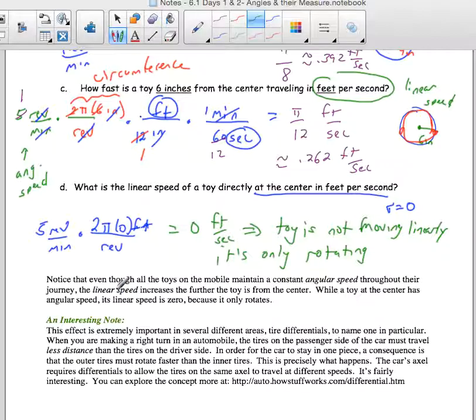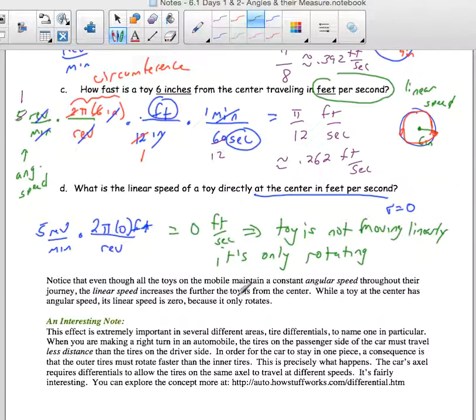Okay, so I have a little note here. Notice that even though all the toys on the mobile maintain a constant angular speed, right, that's the 5 revolutions per minute, throughout their journey, the linear speed increases the furthest the toy is from the center. Okay, so the toy at the center has an angular speed. Its linear speed is 0 because it only rotates. And I suggest you read this interesting note about different tire differentials.